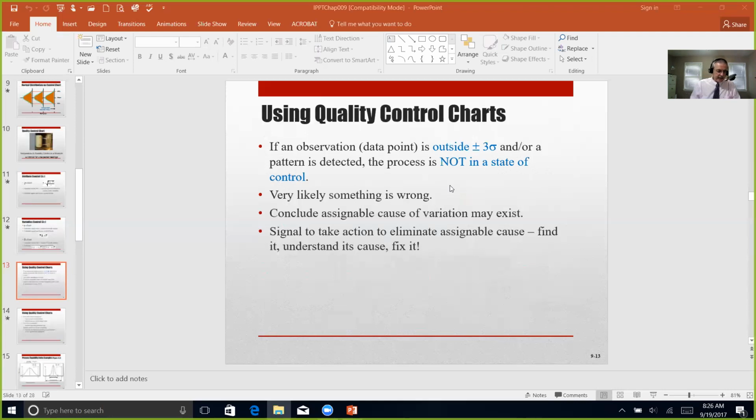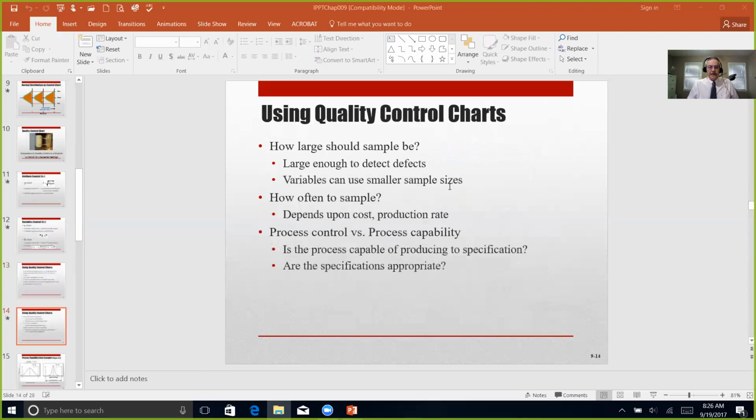There are multiple examples, multiple industries that use quality control charts to measure the effectiveness of the organization. And it comes down to how large the sample is going to be, how often to sample, and what the process control versus process capability is. And this is where the management team, with those who have their hands on the equipment every day, really needs to sit down with the design department who designed the specification to make sure that the organization can stay within its statistical controls.